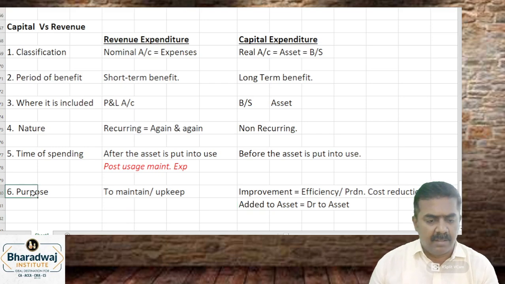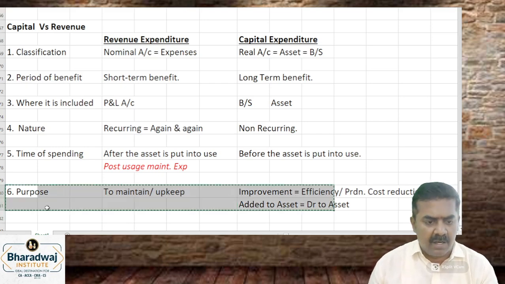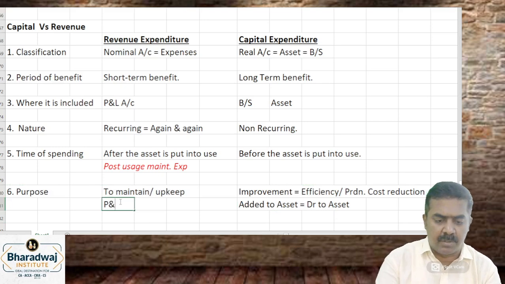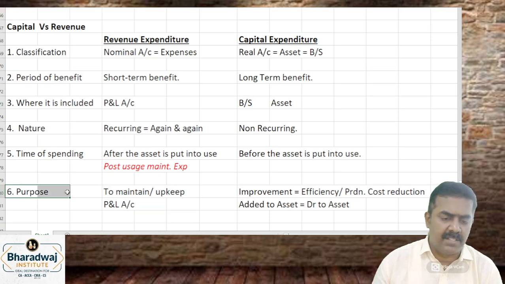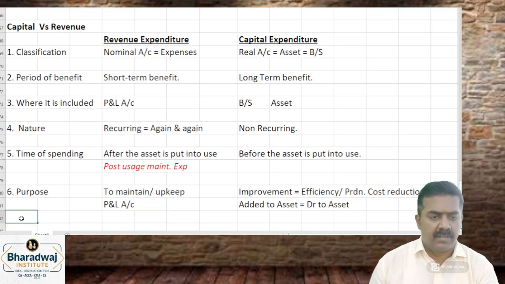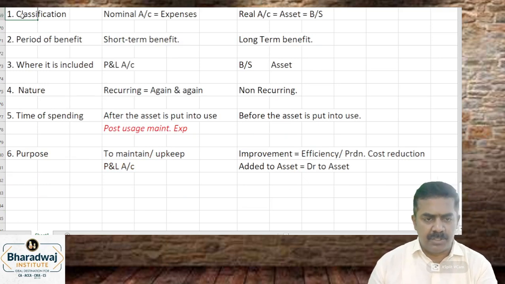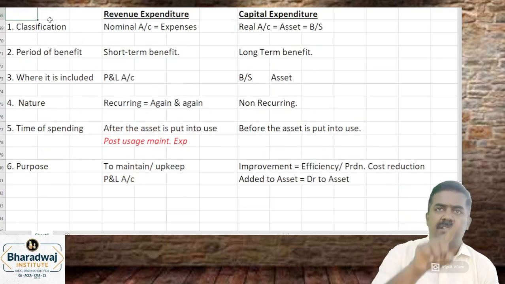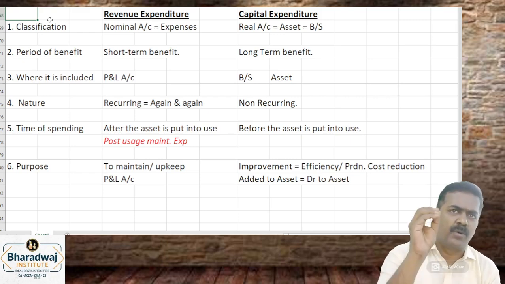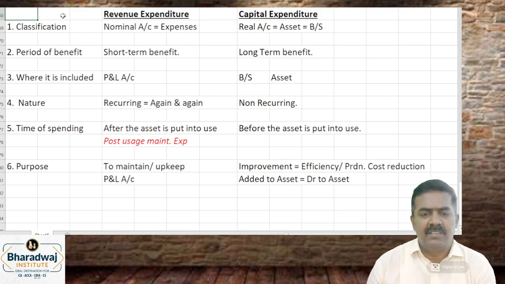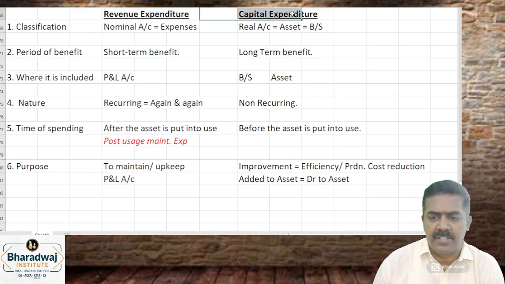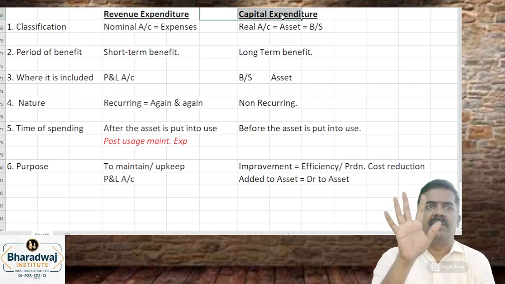Clear? Maintenance and upkeep expenses or revenue expenditures, they are charged in which account? Profit and loss. This is the purpose. Okay. In Bharadwaj Institute, we replace this ring light, 400 rupees. Will you call it as revenue expenditure or capital expenditure? This ring light is guaranteed for 5 years.